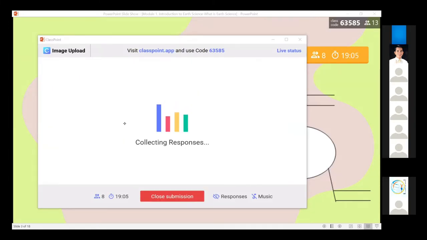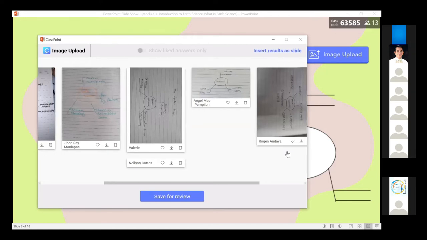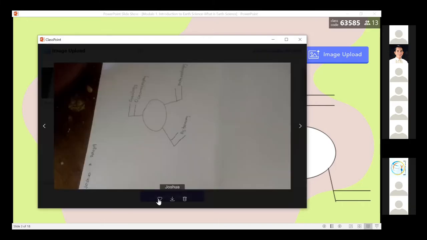Halos nag-gumugol tayo ng 15 minutes. So let us check the answers of those who joined via ClassPoint. So we have here the answer of Joshua. Actually, the heads of the spider map are filled. We have here geology, oceanography, meteorology, and astronomy. However, hindi niya inilagay kung ano ang mga ito.